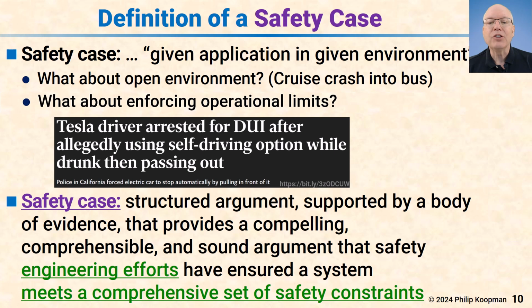So what does our safety case need to do? Well, it's a structured argument supported by a body of evidence that provides a compelling, comprehensible, and sound argument that safety, at that point, it's the usual words we've seen in previous standards, but it's safety engineering efforts. So we're going to require safety engineering to be there. It cannot just be testing. And they've ensured a system meets a comprehensive set of safety constraints. So you have to structure it as a safety constraint exercise rather than simply a risk optimization exercise.